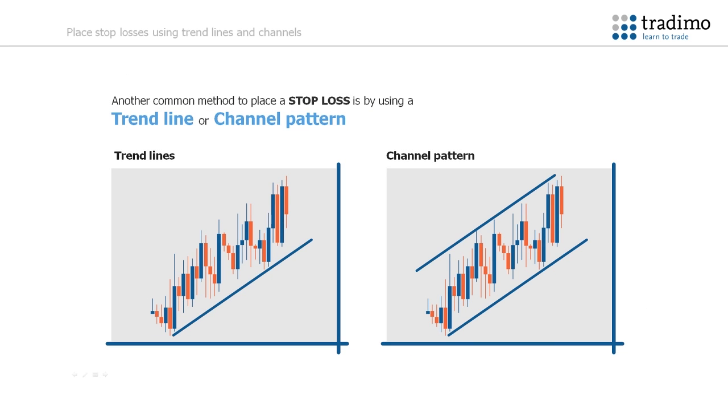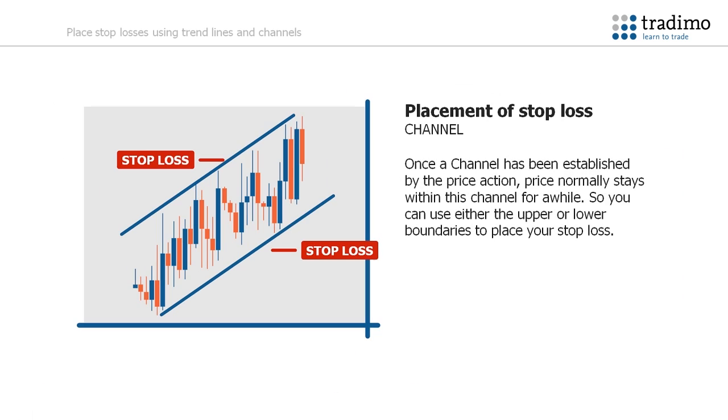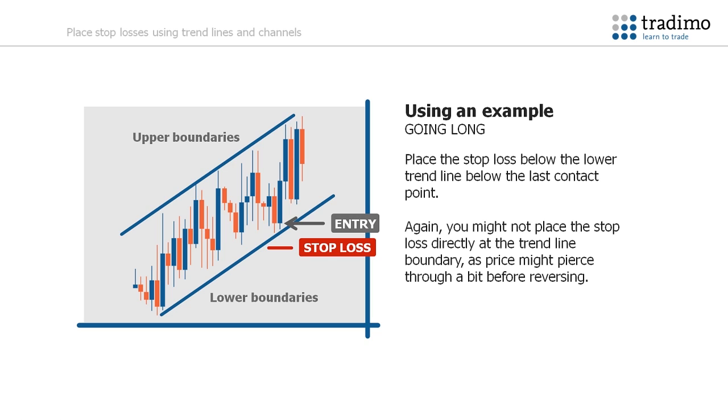Another common method in placing a stop loss is to use trend lines or channel patterns. Once a channel has been established, the price is likely to stay within the channel, and you can use the upper or lower boundaries to place your stop loss. Using the example of going long, once you enter at the lower boundary of a channel, you can place the stop loss below the lower trend line. Again, you might not place the stop loss directly at the trend line boundary, as the price might pierce through a bit before reversing.